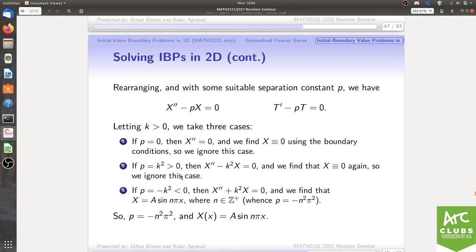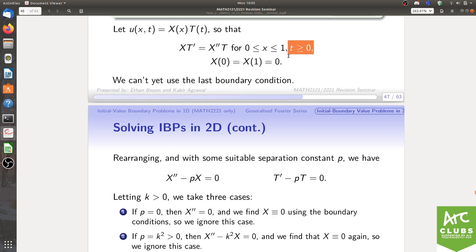If p is equal to k squared, then similar to the case we had before, we end up with e to the kx, a e to the kx plus b e to the negative kx, and that yields X is trivially 0 again, because of the boundary conditions. And when p is equal to negative k squared, which is a really important case, we end up with X(x) being a sine n pi x, where p is given by negative n squared pi squared, which is this guy.